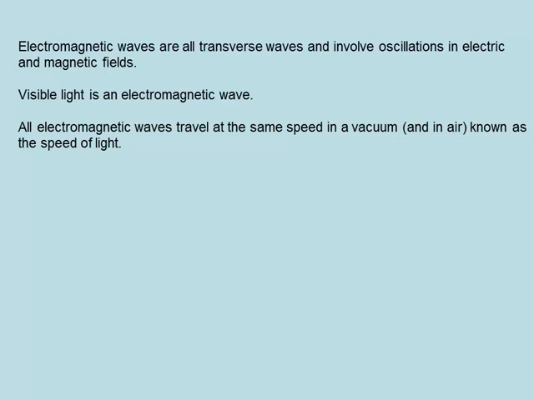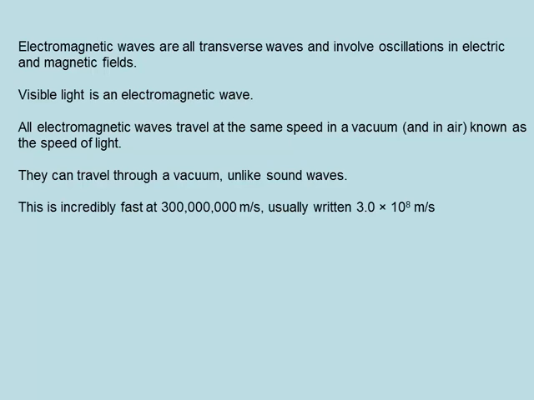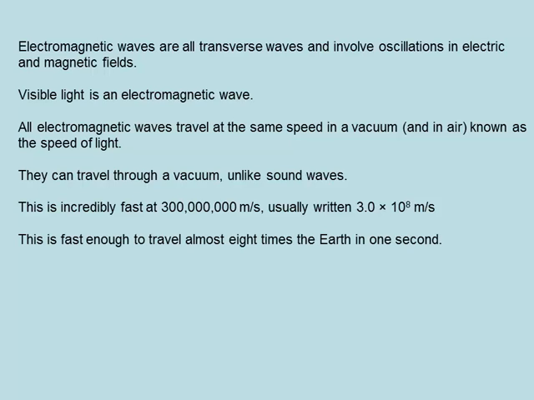All electromagnetic waves travel at the same speed in a vacuum and in air, and this is known as the speed of light. They can travel through a vacuum, unlike sound waves. This speed is incredibly fast, 300 million meters per second, which is usually written as 3.0 times 10 to the 8 meters per second, meaning 3 with 8 noughts after it. This is fast enough to travel almost 8 times around the Earth in 1 second.